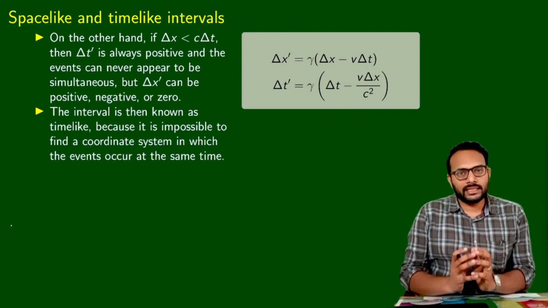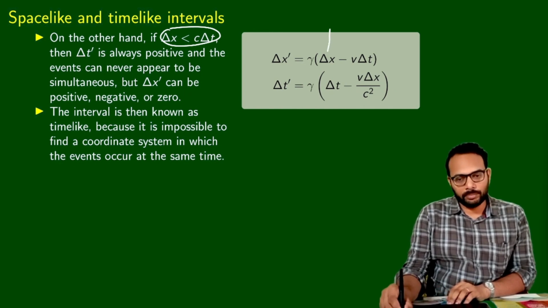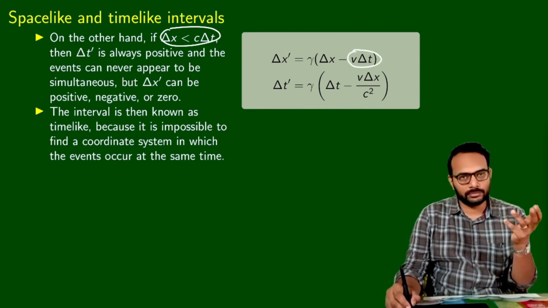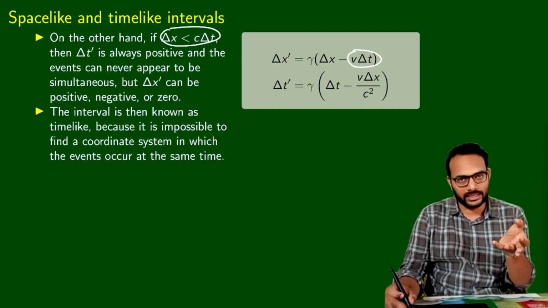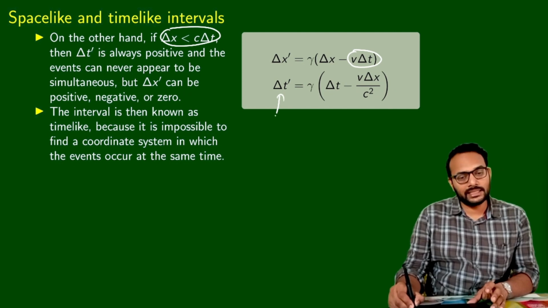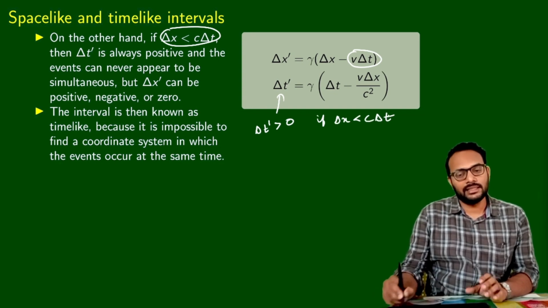The second case we consider is delta x less than c delta t. So the term appearing here is less than c delta t. This means that you could always choose an appropriate v such that delta x prime is either 0 or positive or negative. In other words, you could always find a frame in which these two events take place at the same point in space, at the same spatial location. But if you look at delta t prime, we see that delta t prime must always be greater than 0 if delta x is less than c delta t.